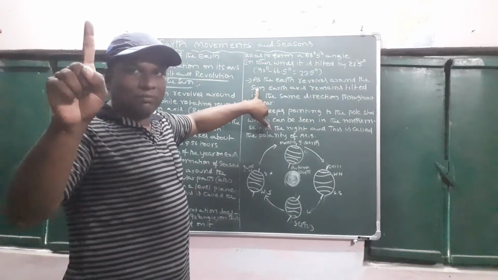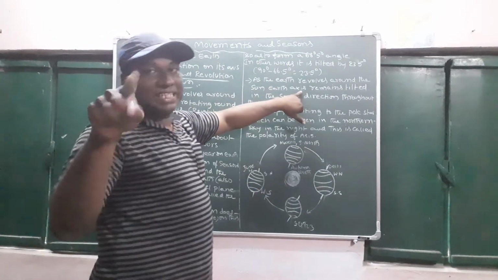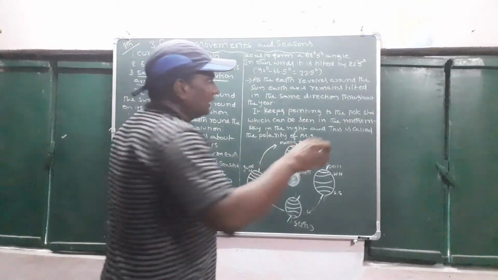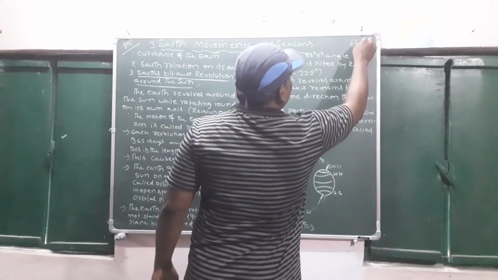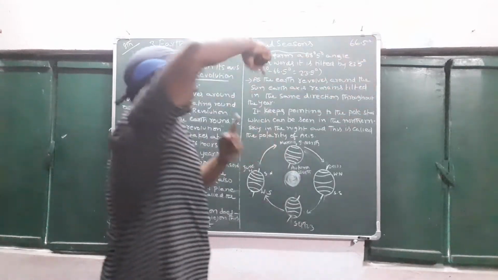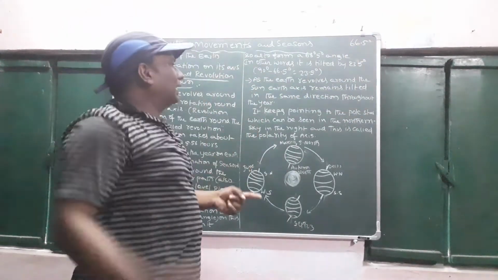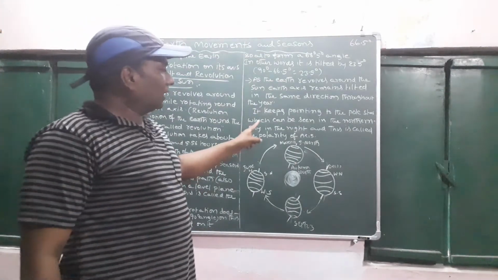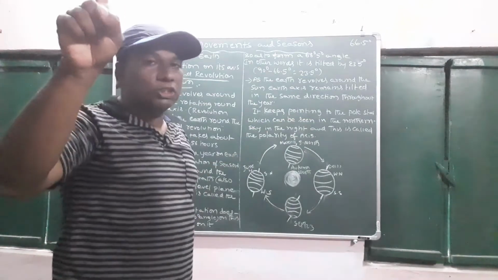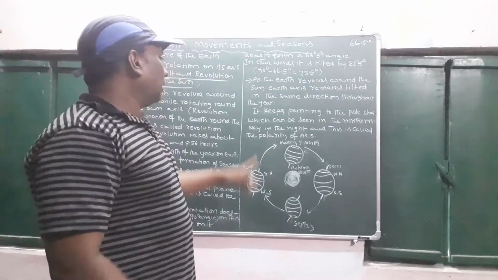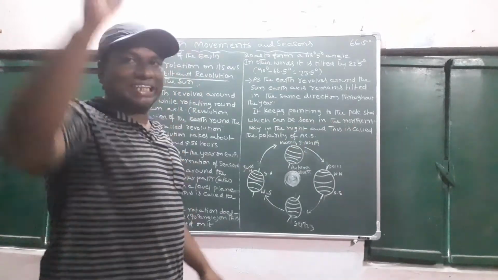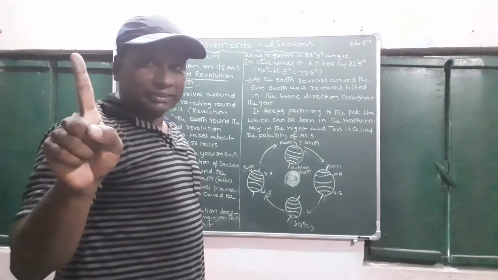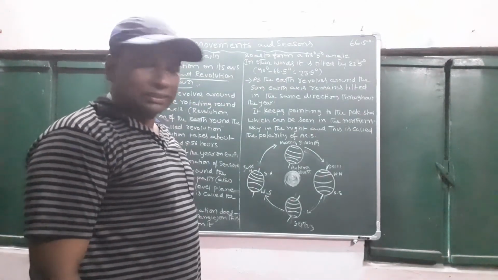As the earth revolves around the sun, earth's axis remains tilted. So it is not at 90 degrees angle, it is at 66.5 degrees angle. It is tilted throughout the year in the same direction, so that it keeps pointing to the pole star. Which pole star? Which can be seen in the northern sky. So that is called polarity of axis. Do you understand this one?